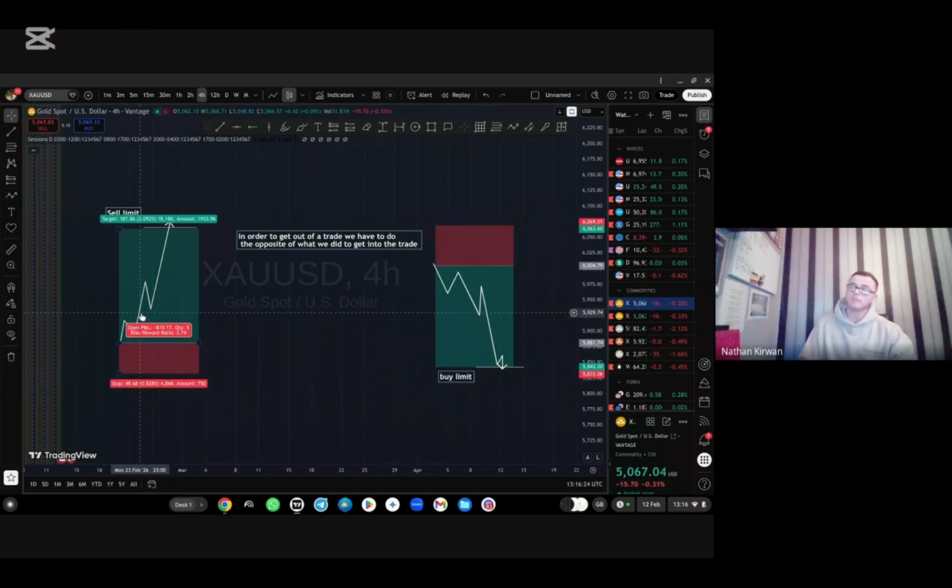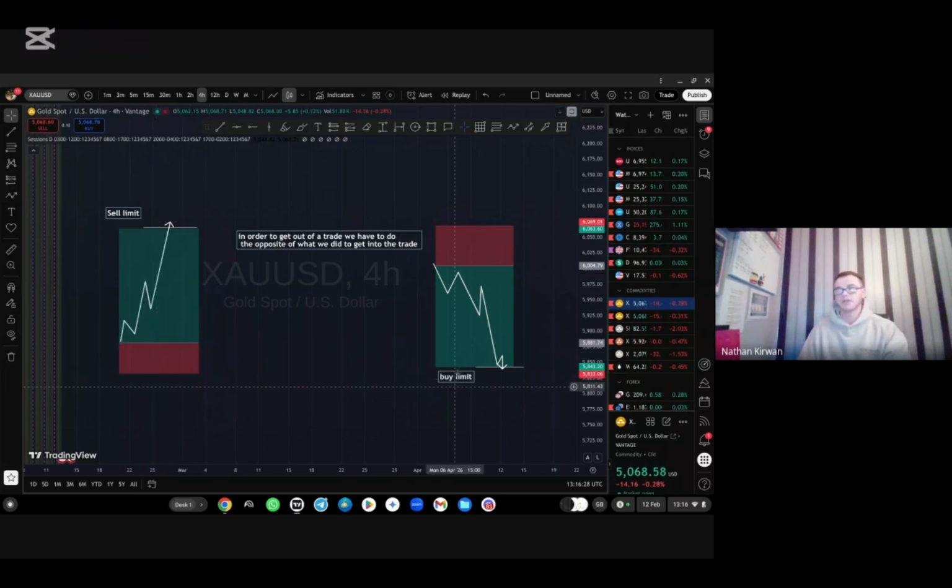So now when we buy into a trade for our bullish scenario, our sell limit is our take profit. And when we sell into a trade, our buy limit is essentially the order that's used to take us out at take profit. So now if we get rid of this for a minute, if we can, get rid of that.